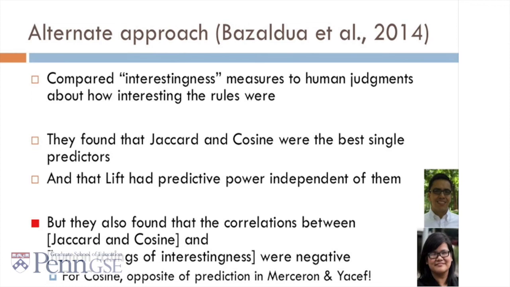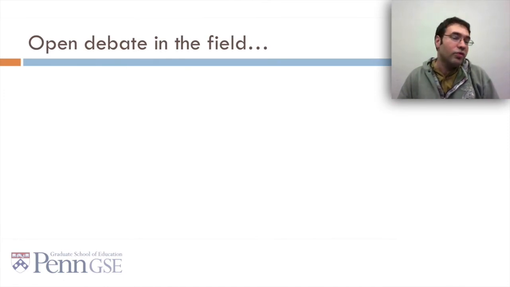But Bazaldua and his colleagues found that the correlations between Jaccard and cosine on the one hand and human ratings of interestingness were negative. And for cosine, this was the opposite of what Merceron and Yacef had to say. So in other words, the issue of what human beings find interesting is complex, and it might not be quite the same as what our interestingness measures indicate. It's an open debate in the field as to which is the best way to evaluate your association rules, but these are some reasonable guidelines, and you won't go all that wrong if you use them.